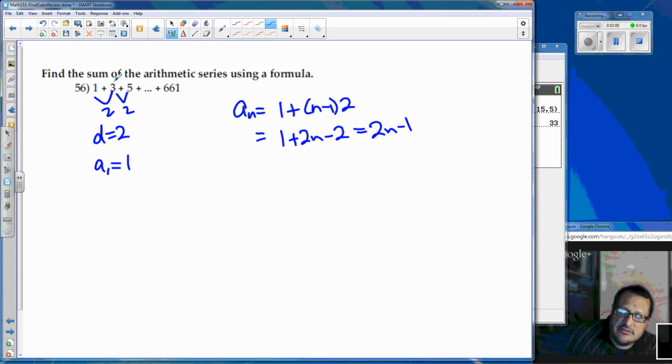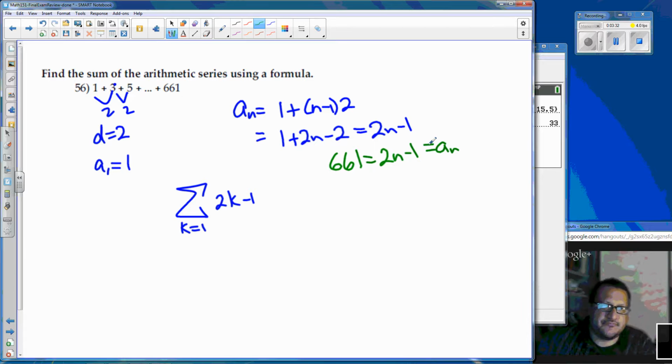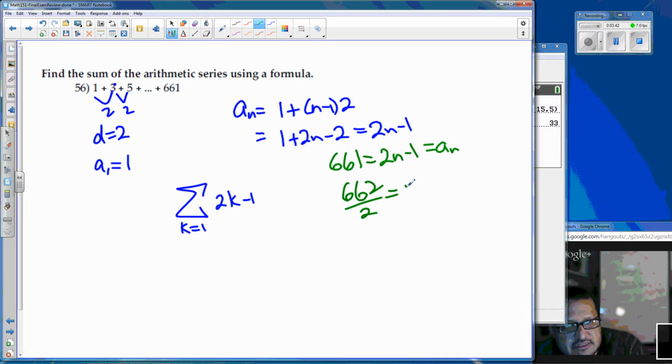You plug in 2, it's 4 minus 1, which is 3. Plug in 3, 6 minus 1 is 5, and so on. So we're basically adding, finding the sum from k equals 1, and the formula here is 2k minus 1. The question is, what is the last term? We can calculate that by setting 661 equal to 2n minus 1, but this is going to be a sub n. To find out what n is, you solve it right here. So we add 1 to both sides, then we divide by 2, and that gives us n.